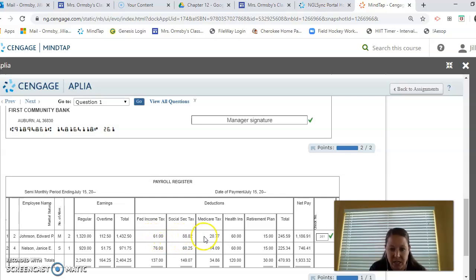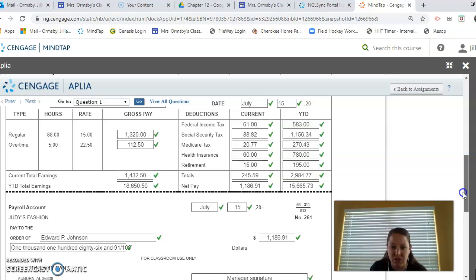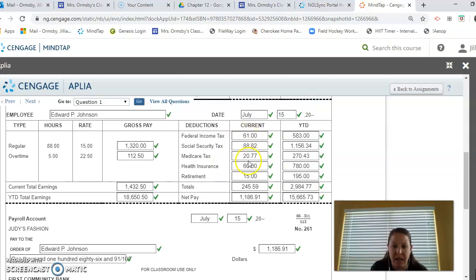Okay. Now for our current deductions, we're just going to take that information again directly from the payroll register: 61.88, 82.20, 77.60, 15, and the total 245.59. We're just taking that information directly from there and plugging it in. Okay. Also the net pay, we need our net pay too.